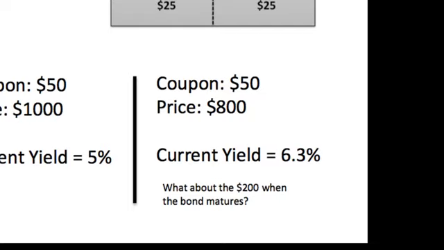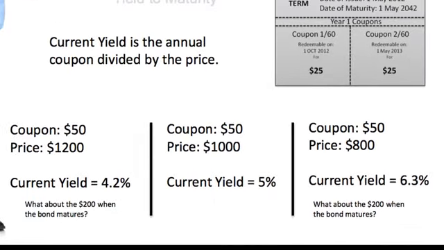So in this example, we're talking about the same exact bond, no difference in the bond, just the price at which he's buying that bond at and how that price is affecting the yield because he's getting it at a cheaper price. Now, the problem with the current yield, which you're going to find out later, is that it doesn't account for the amount of money that you lose or gain whenever the bond matures.